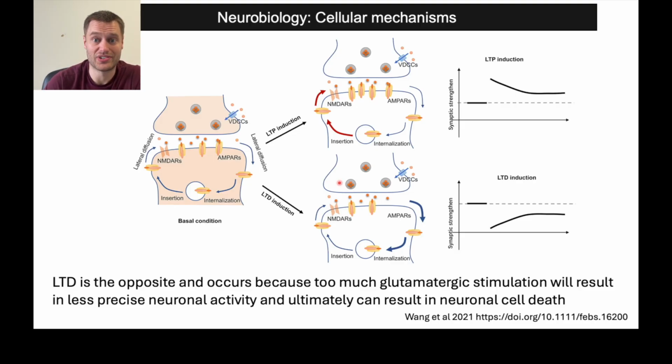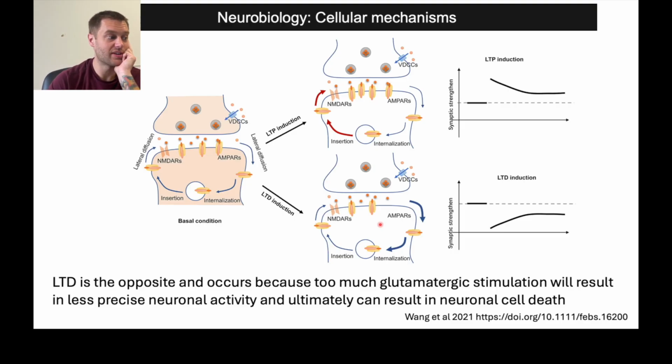you'll get neuronal cell death. So it is a constant balancing act between having not enough stimulation or too much stimulation that these neurons are trying to balance. So long-term depression is exactly the opposite of long-term potentiation, in that it is the downregulation of AMPA receptors, which ultimately will cause a decrease in synaptic strength.